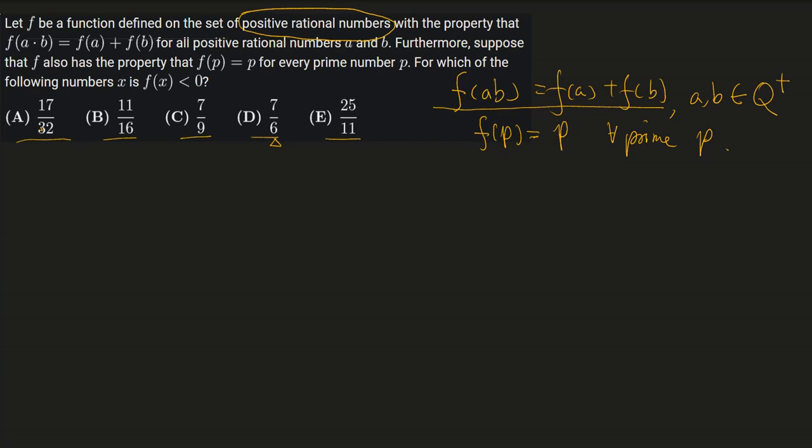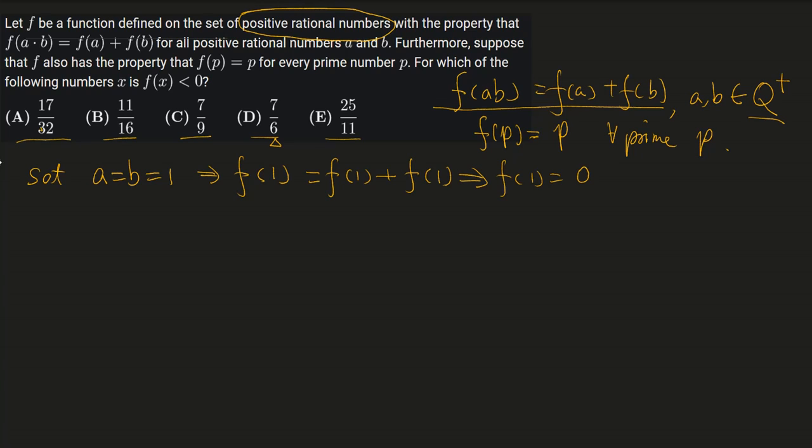Let a and b take some special rational values. Then the most special rational value around 0 and 1 shall be 1. We can't try 0, as that's not in our domain. Therefore, let's first try a equals b equals 1. This is a very special case. In that scenario, we have f of a times b, that is f of 1, equals f of 1 plus another f of 1. This simply implies f of 1 equals 0.